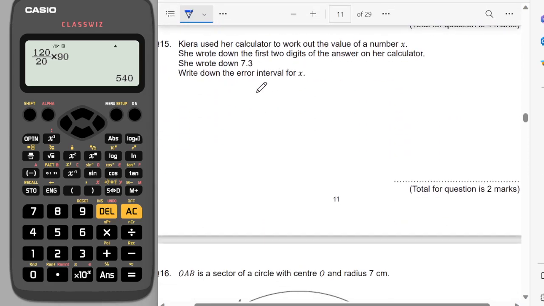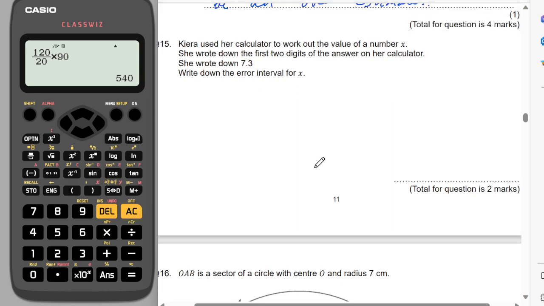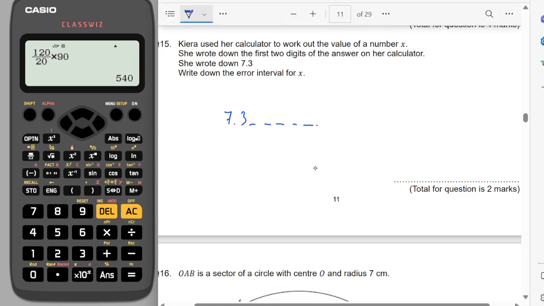Okay, question 15. Kira uses her calculator to work out the value of a number x. She wrote down the first 2 digits of the answer on her calculator. She wrote 7.3. Write down the error interval. Okay, so this is a bit like truncating. So her number could have been, so if you think about your calculator display, it's got to be starting with 7.3 and then any digit.